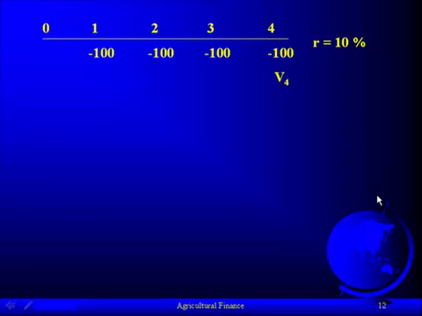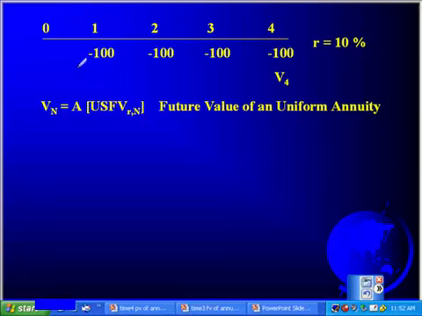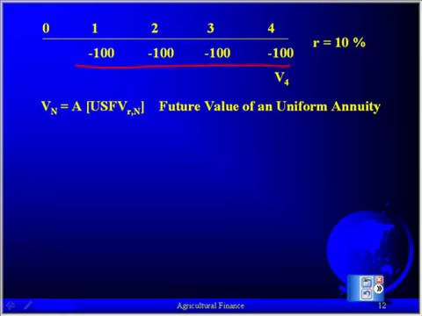We have our timeline. We have a $100 annuity paid at the end of each of the next 4 years, earning 10%, and we want to know its value in 4 years. Again, we have to use logic to figure out which formula to use. In this particular case, is there a series of payments? The answer is yes. Is it uniform, meaning is it the same quantity in each period? Yes. So immediately we know that we're going to use a uniform annuity formula and not the single sum formula.